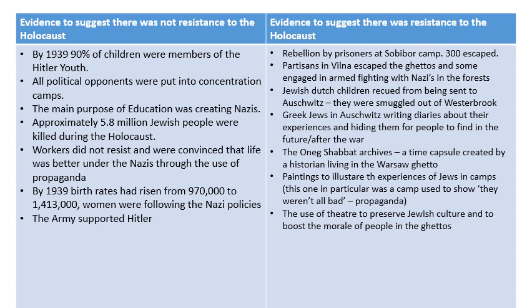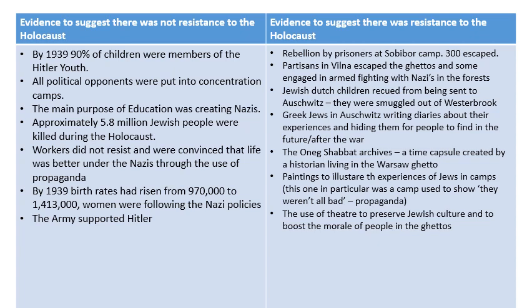Next one, the Oneg Shabbat archives. That was basically a time capsule, created by a historian living in the Warsaw Ghetto. He wanted to show what life was like in that Warsaw Ghetto, which was in Poland. It was the biggest ghetto in Poland, and he wanted to show what life was like there. So he created a time capsule, which was then buried underground.